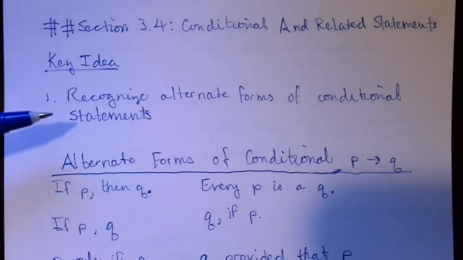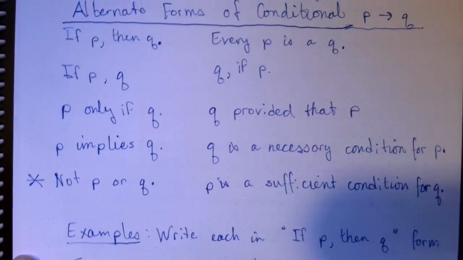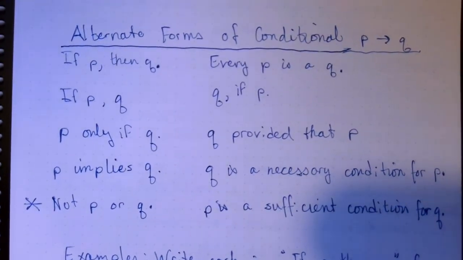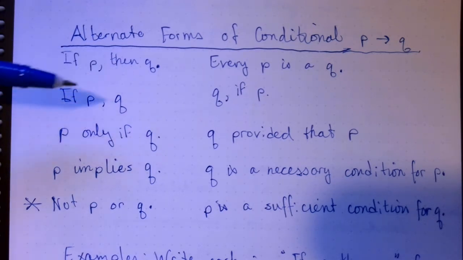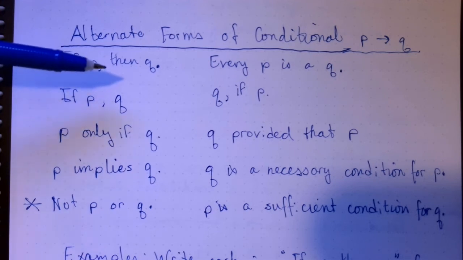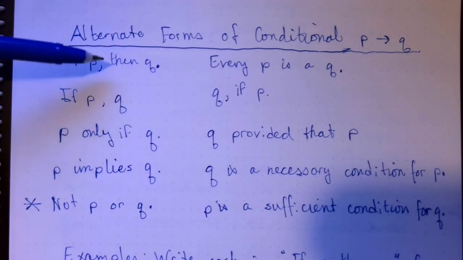Okay, so the key idea that you need to take away from this video is how to recognize alternate forms of conditional statements. So down here I've got a little table listing all the different forms. These are the standard forms. If P then Q. Maybe we should use a specific example for P and Q. So if it's a poodle, then it's a dog. Okay, that's a true statement.